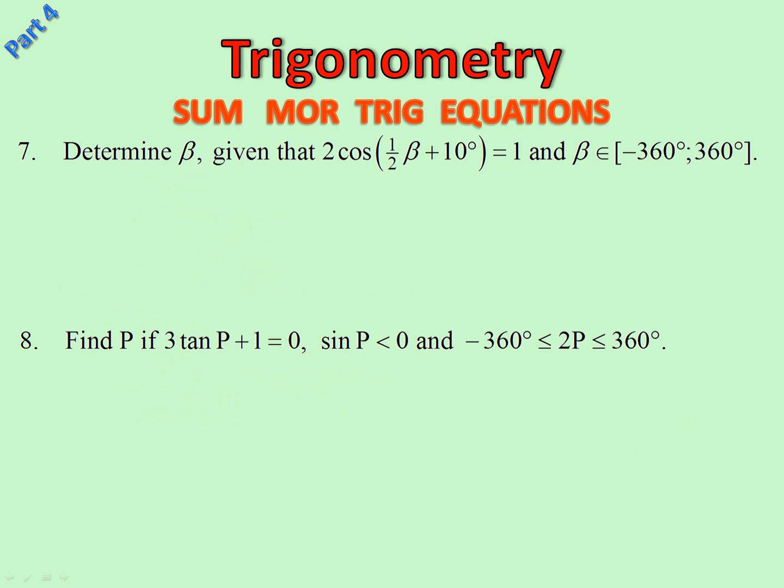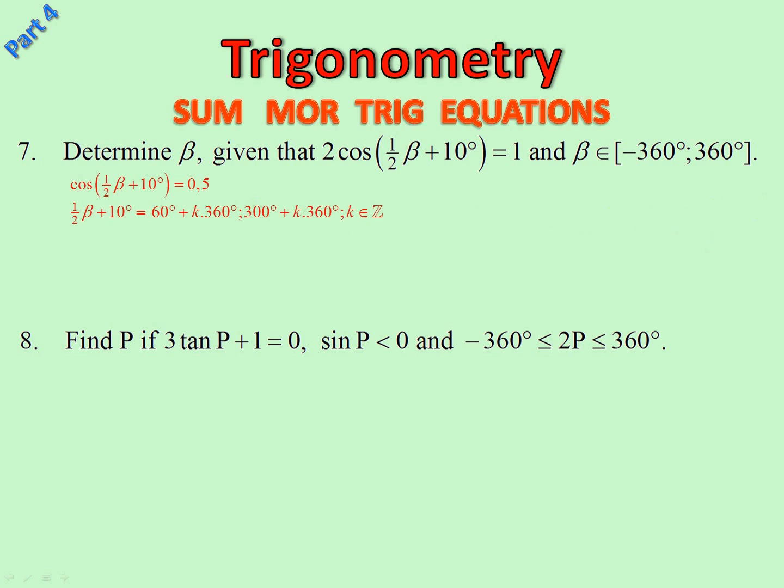Right, here's another one. Divide by the 2, and then you can't get rid of anything there. Cos is gripping it too tightly. You have to eliminate cos with a general solution. So cos of half beta plus 10 is 0.5. Now we're going to find half beta plus 10, general solution. There we are. Positive, first and fourth quadrants.